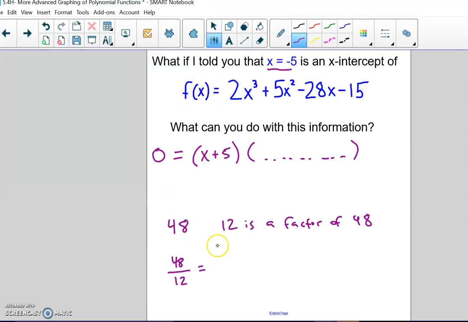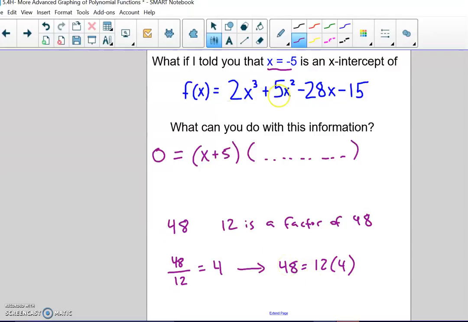That's what it means for something to be a factor of another number. And in fact, when we do 48 divided by 12, we get exactly 4. Okay, now, what this means is we can now come over here and make a statement that says 48 is equal to 12 times 4, and 12 times 4 is going to give us exactly 48.